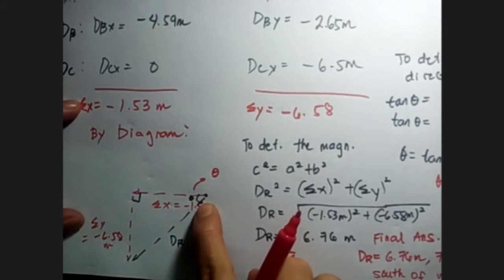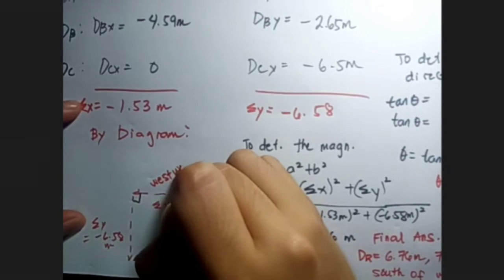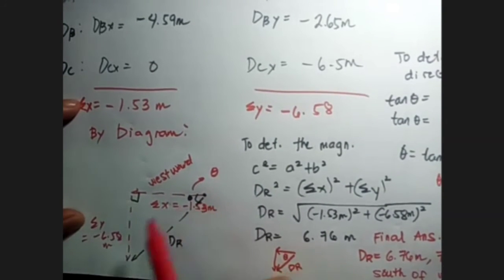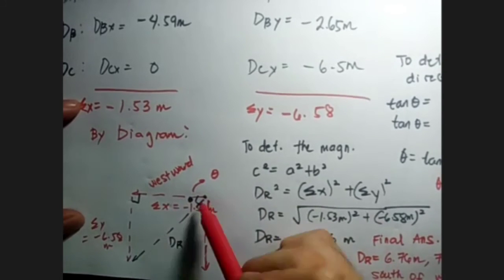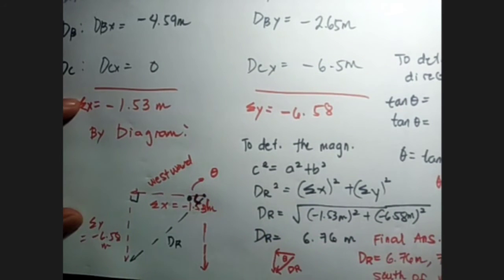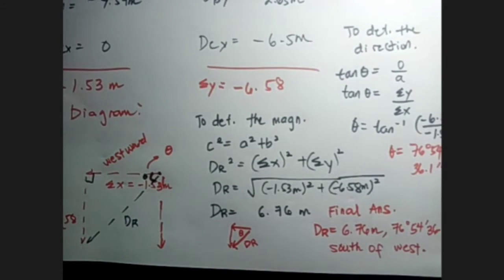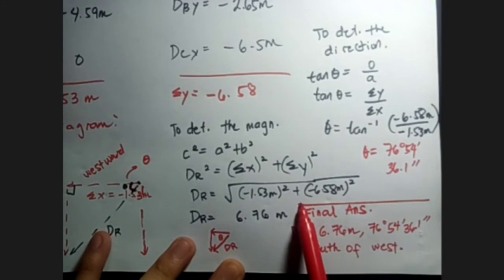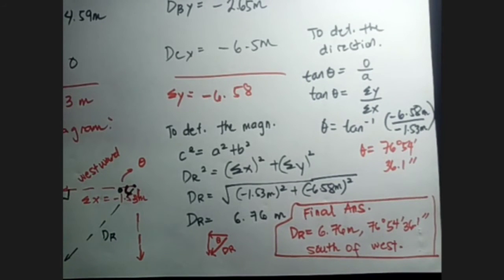This is the angle. Okay, and the reference of the angle is in the westward direction. This is the westward direction. Okay, then this is the southward direction. Kaya nga, westward, then southward. Ito ang ating d sub r, naka-reference siya o ang basis niya na direction ay westward direction. Kaya naging south of west. Tingnan natin, papunta siyang south of west. So our final answer will be d sub r equals 6.76 meters, 76 degrees, 54 minutes, 36.1 seconds south of west.